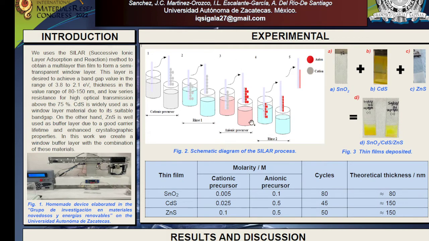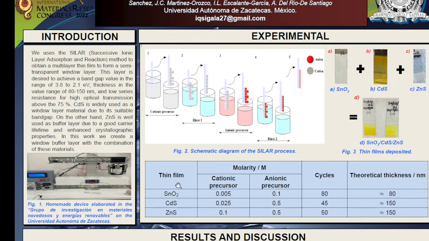So the SILAR process controls the number of cycles and the molarity of the anionic and cationic precursors to achieve good quality thin films. In the laboratory, we work with tin oxide as a TCO, cadmium sulfide and zinc sulfide, to understand the characteristics of the compounds together.